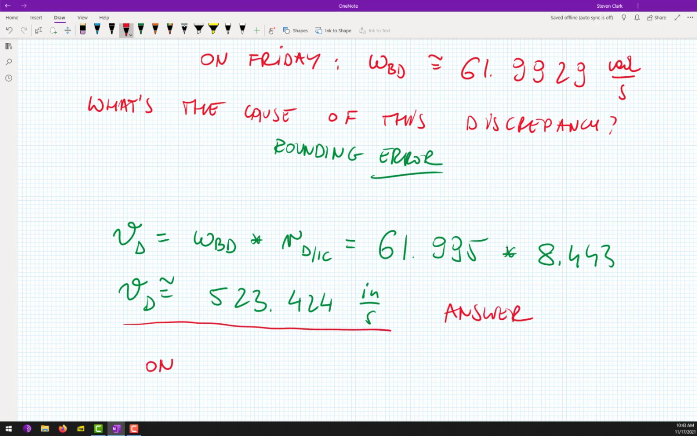And on Friday we got that VD was approximately 523.4197 inches per second. The source of the discrepancy is exactly the same as what John said earlier. It's a rounding error. Questions?